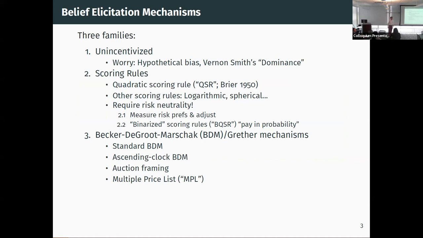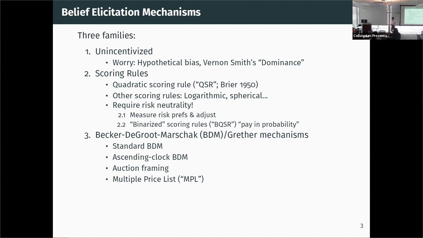Now, the simplest way is just unincentivized: just ask people by survey. That's actually fine. In a lot of cases, that's all you can do. There's a worry, however, that there's hypothetical bias, meaning it's been documented that when you just ask people what risks they're willing to take, they'll overstate the risks they're willing to take. They tend to skew their answers. They have some sort of social desirability bias. They want to look a certain way or act as if they have certain preferences they don't really have.